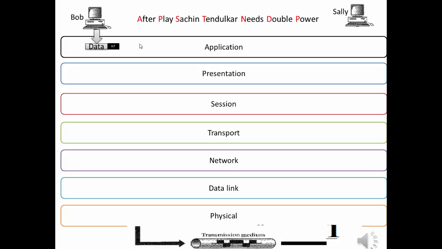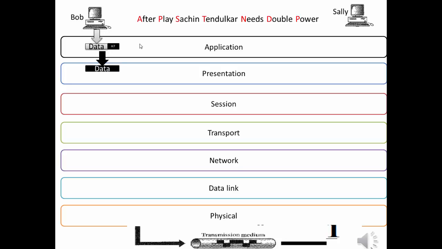Then it does a packing. It packs this data plus header, and then it does the wrapping. And this packing cannot be opened by any other layer. This packing can be unpacked only by the application layer. It packs this and sends it to the presentation layer.